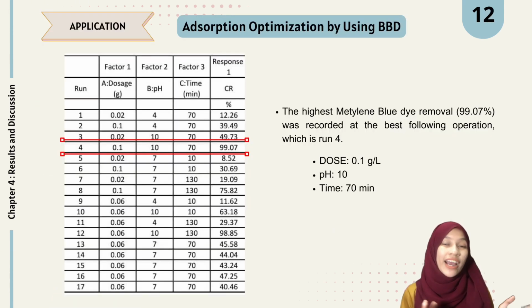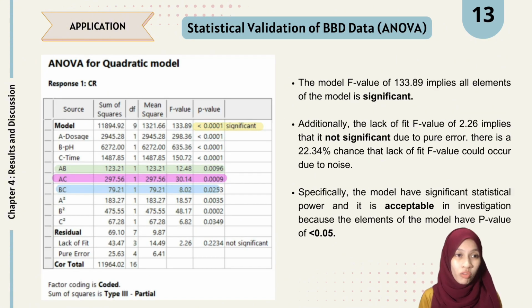For application, I use the Box-Behnken design as the adsorbent optimization. There were 70 runs observed regarding their dose, pH, and time. The highest methylene blue dye removal is run 4, which brought a color removal of 99.07%. From the ANOVA, the model F-value of 133.89 implies all elements of the model are significant. Besides that, the lack of fit F-value of 2.26 implies that it is not significant relative to the pure error.